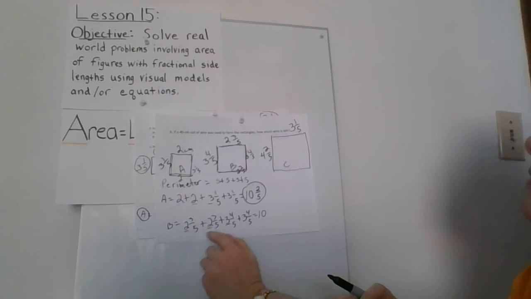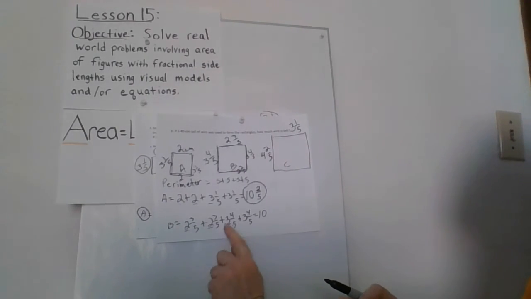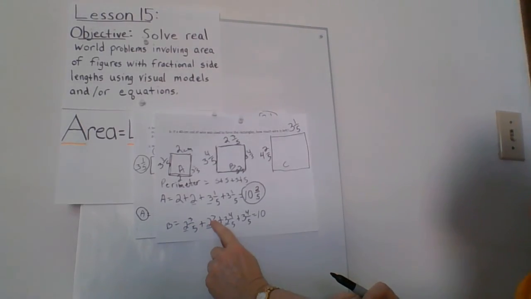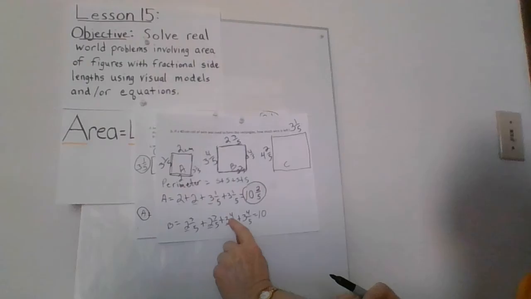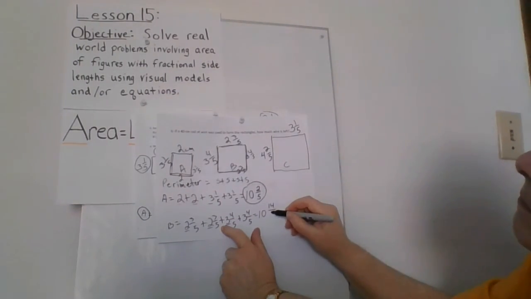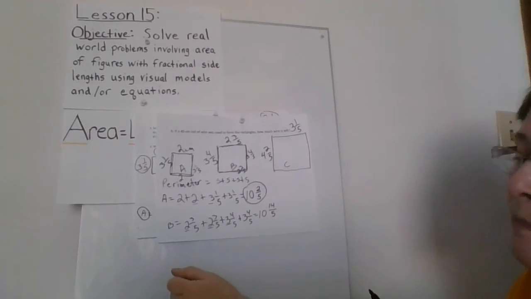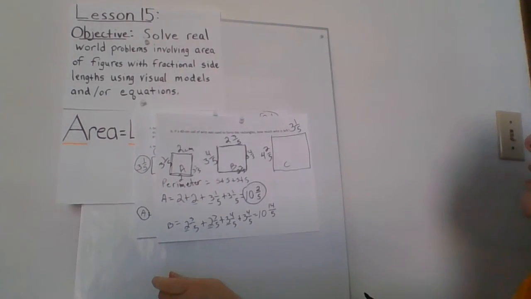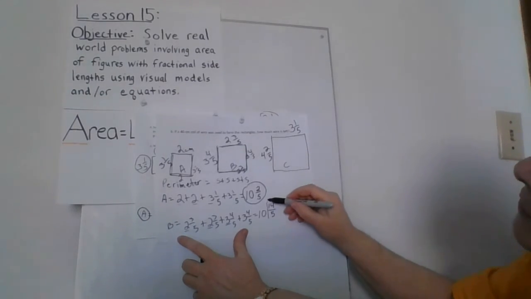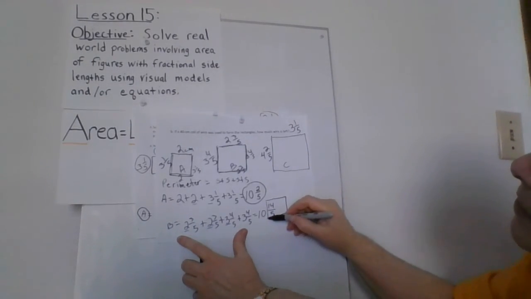Now I have to go ahead and add my fractions. All of the denominators are the same, so I just have to add the numerators. 3 plus 3 is 6. 6 plus 4 is 10. And 10 plus 4 is 14. Bring over my denominator. So I have 10 14/5. I have to change this 14/5 because it's improper.